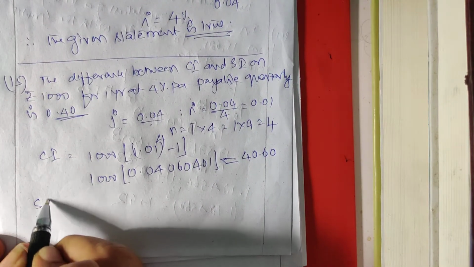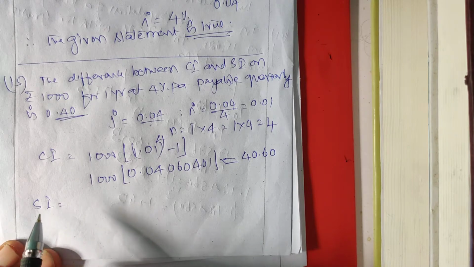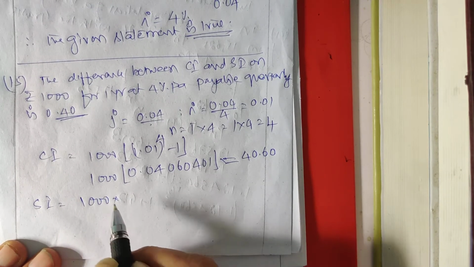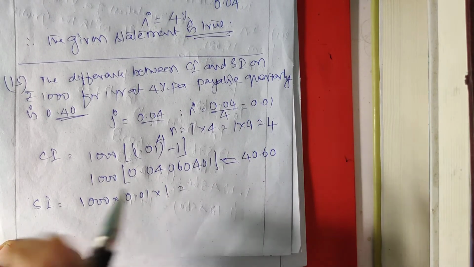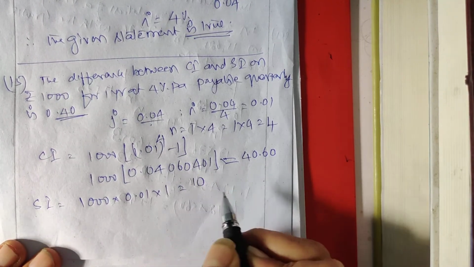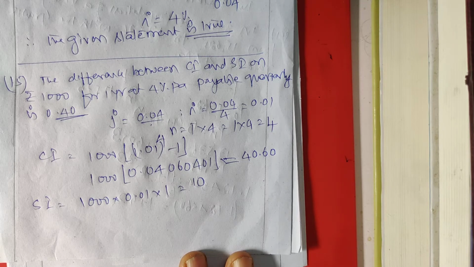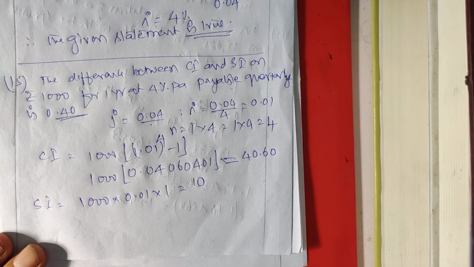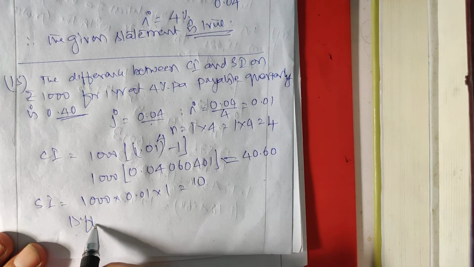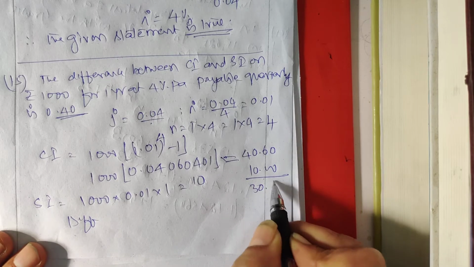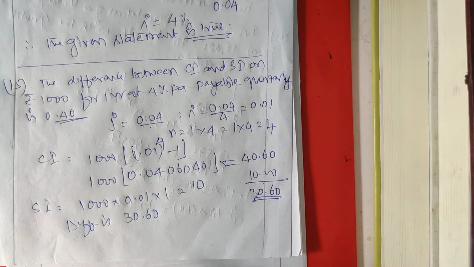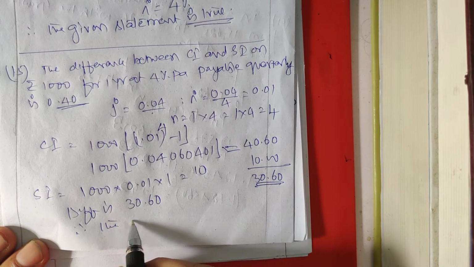Let me calculate simple interest. Simple interest is 1000 into 0.01 into 4, which is 40. So the difference is 0.60 rupees. The difference is 0.60, not 0.4. Therefore, the statement is false.